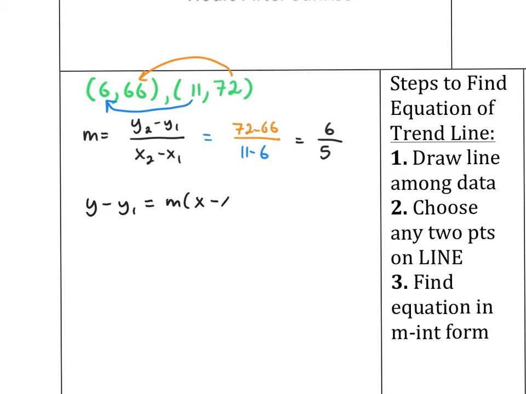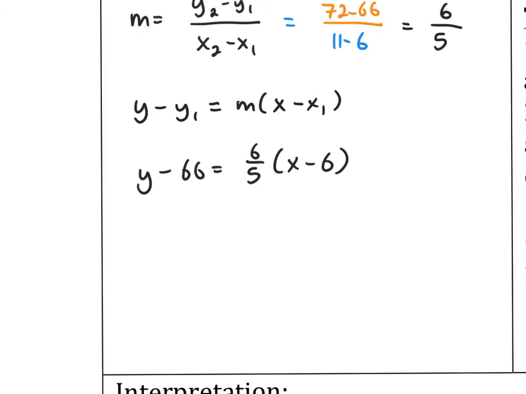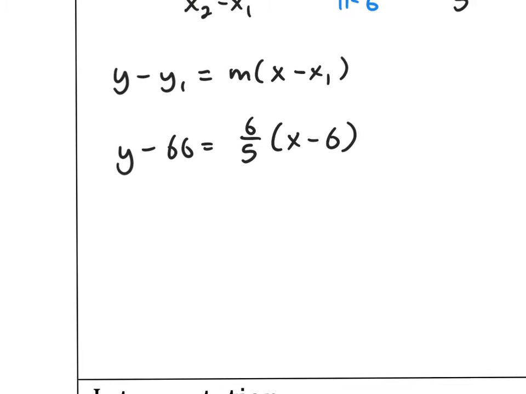Okay, next we're going to substitute into point slope form. We're just going to choose one of the points, and it doesn't matter which one. I'm going to choose this point right there. So I say y minus 66 is equal to 6/5 times x minus 6. A couple different ways to approach this one. I'm just going to take this method where I'm going to distribute the 6 this way and distribute the 5 this way, just so I can get rid of the fraction, although it's going to come back at the very, very end.